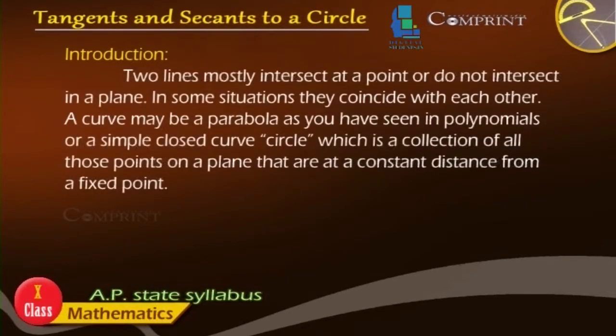Introduction. Two lines mostly intersect at a point or do not intersect in a plane. In some situations, they coincide with each other. A curve may be a parabola, as you have seen in polynomials, or a simple closed curve, a circle, which is a collection of those points on a plane that are at a constant distance from a fixed point.